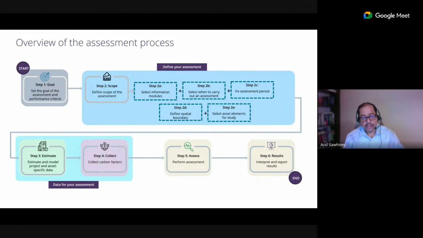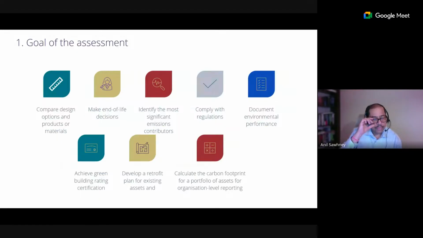Let's say you had a different type of window. Now you want to have a triple glazed window. You can run the whole assessment again. So that's basically the overall process of your assessment. Okay, so now let's go step by step.